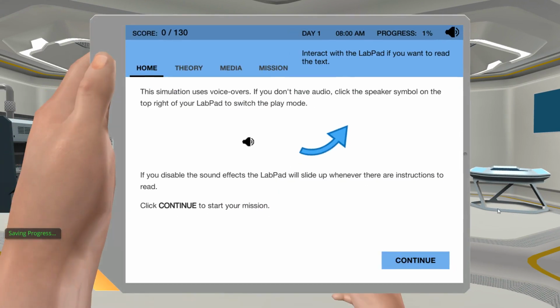This simulation uses voiceovers. If you don't have audio, click the speaker symbol on the top right of your lab pad to switch the play mode. If you disable the sound effects, the lab pad will slide up whenever there are instructions to read. Click Continue to start your mission.